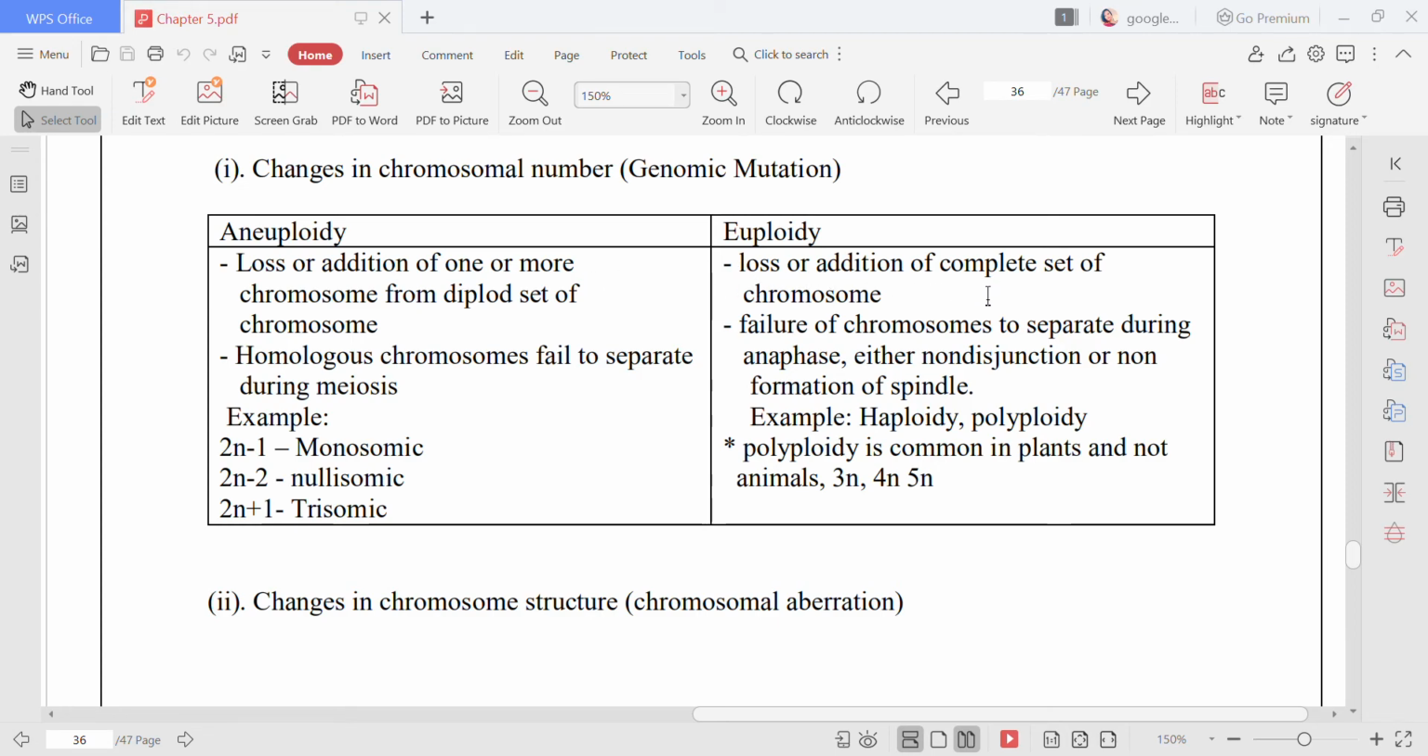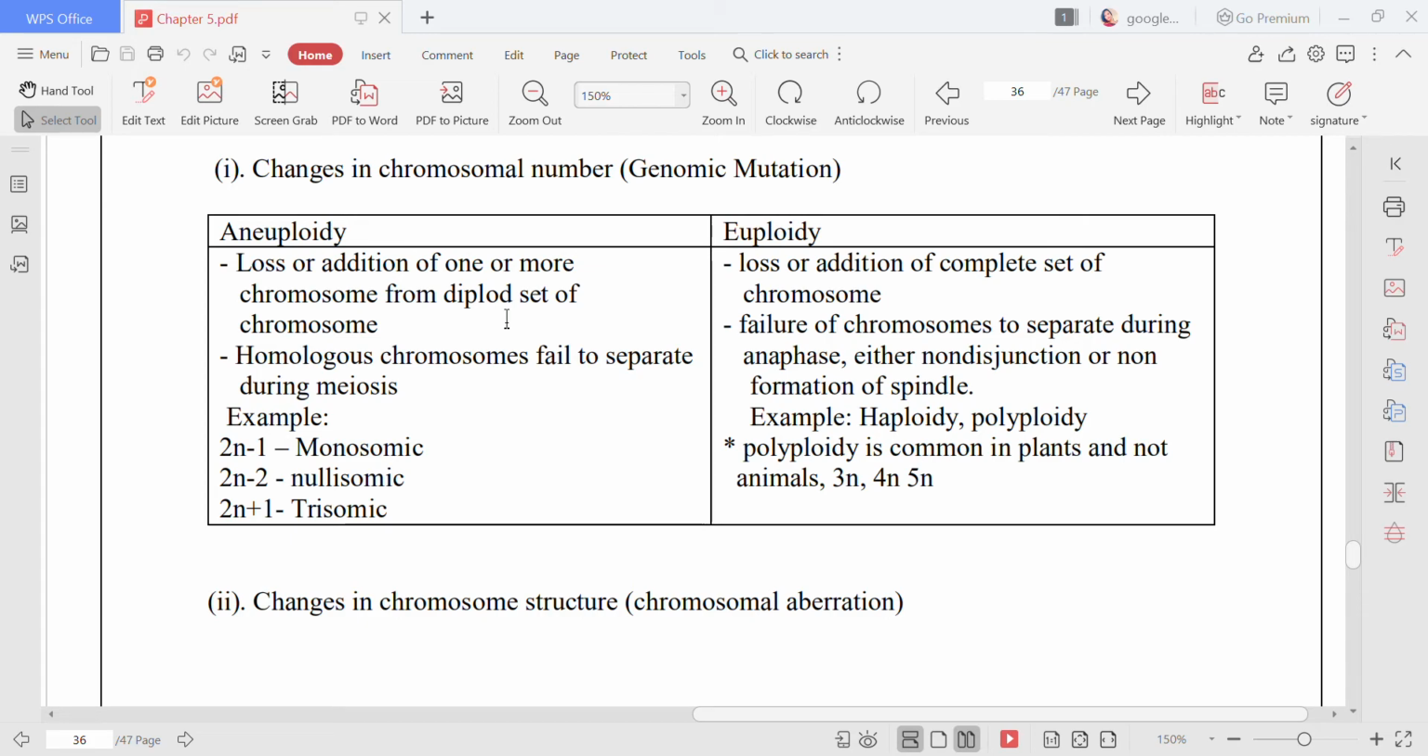But loss or addition of a complete set of chromosomes. Here what is the difference? Loss or addition of one or more chromosomes from the diploid set. That means chromosomes are always diploid. There are two chromosomes in one set. Suppose one from that set has been deleted. Out of one set, one chromosome has been deleted or one extra has been added in one set. That is aneuploidy. But if the whole set, a complete set, is lost or one complete set is added, then that is euploidy.